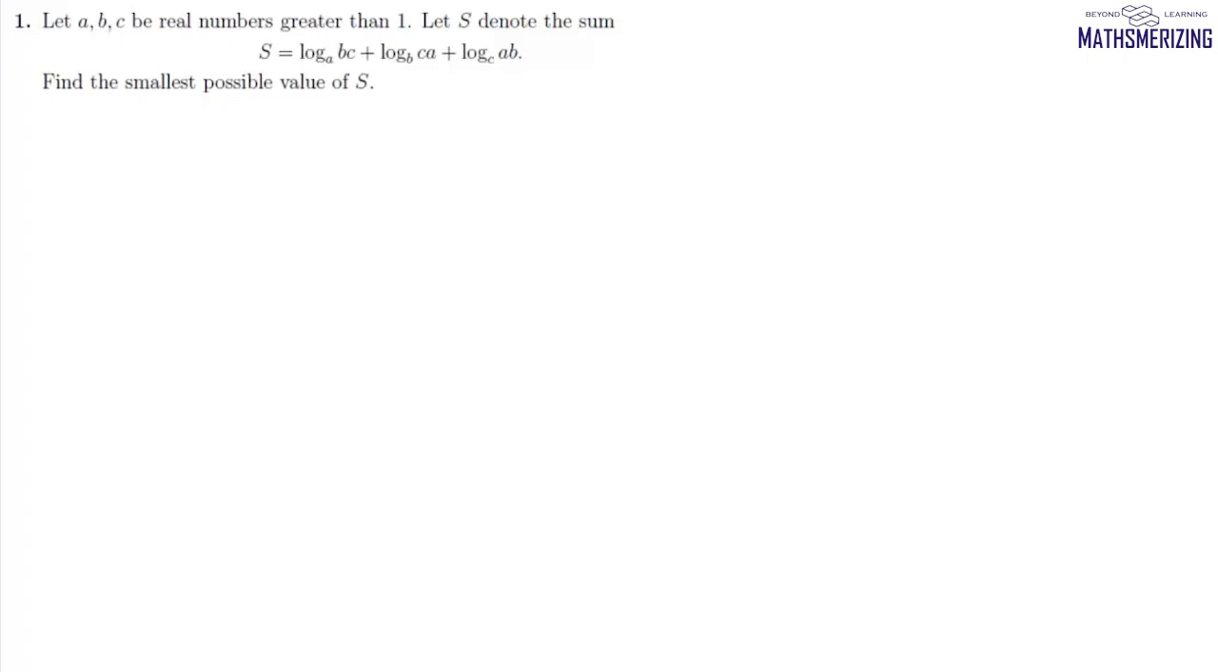Now we'll discuss the UGB paper. It says let A, B, C be real numbers greater than 1 and let S denote the sum S equals log BC base A plus log CA base B plus log AB base C. Now log of M into N is log M plus log N.